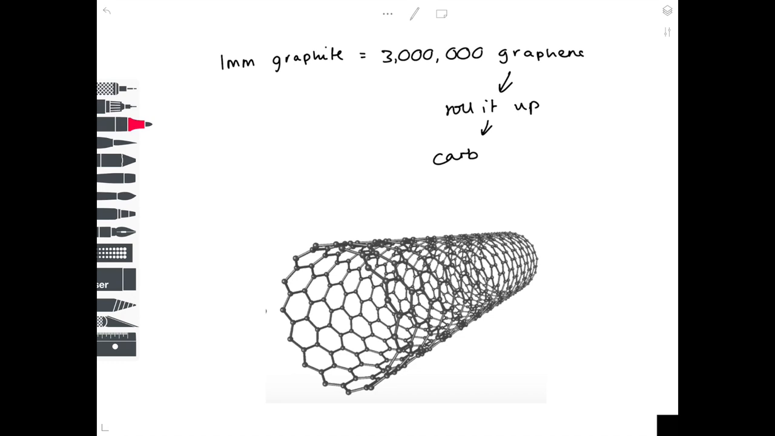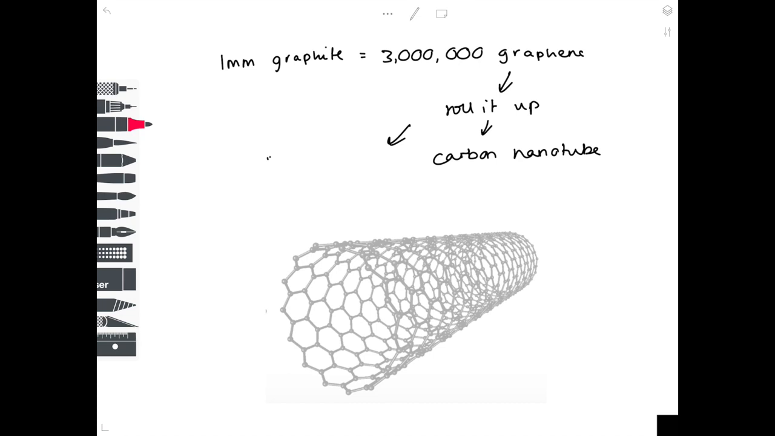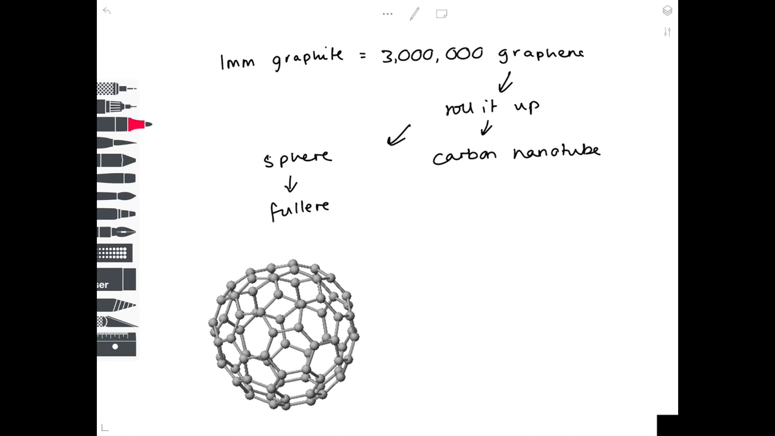Now, as you can tell, graphene and graphite are exceptionally closely related, and indeed, if you had 1 millimeter thickness of graphite, this would actually be the equivalent of 3 million sheets of graphene. So basically, when you prize graphite apart, it essentially becomes graphene. And if you roll up a graphene sheet, it forms a carbon nanotube. And if you roll it up into a sphere, it becomes fullerene, which looks like a football.